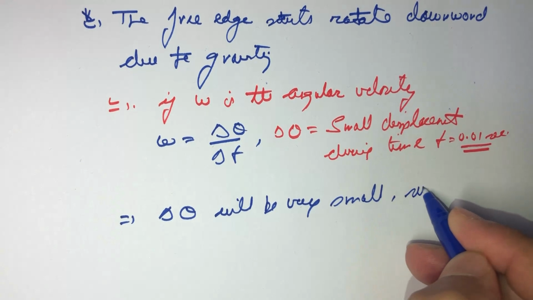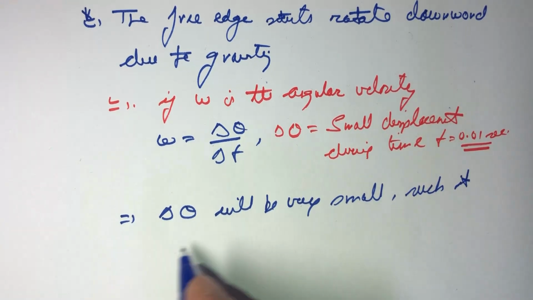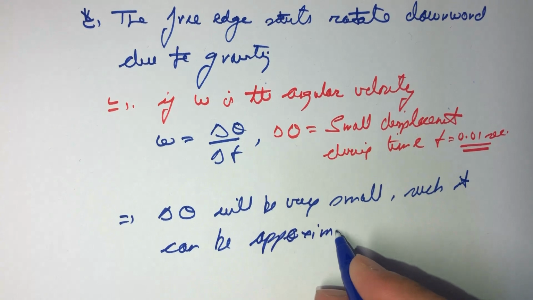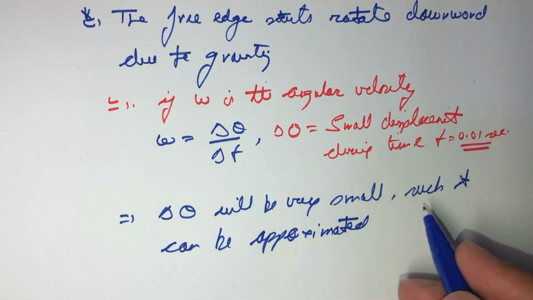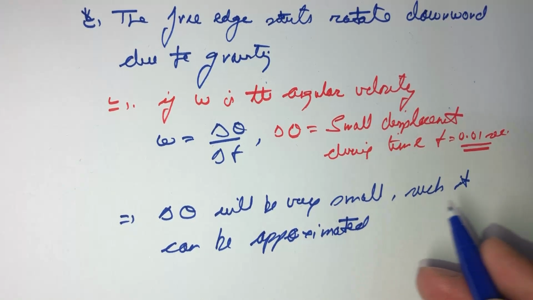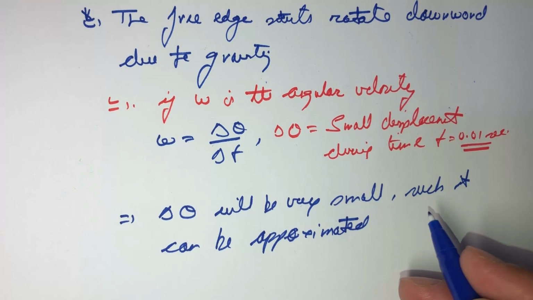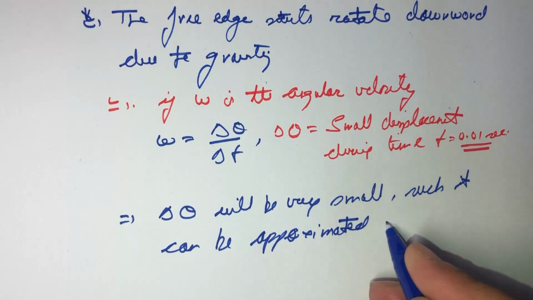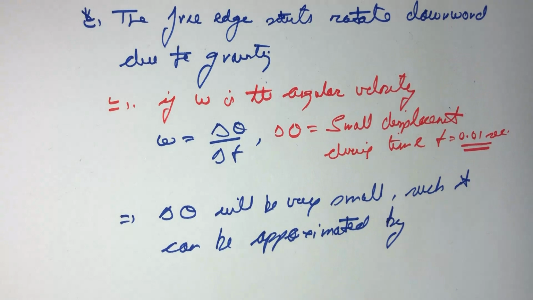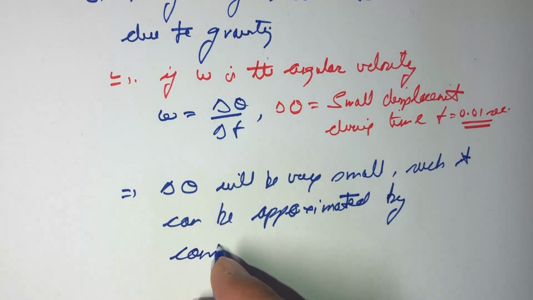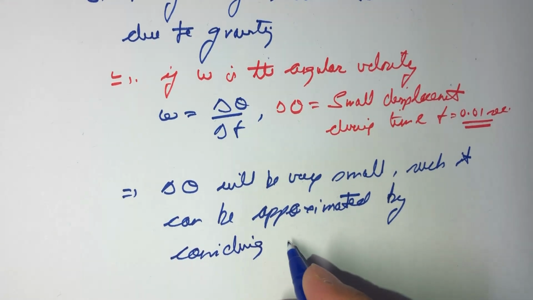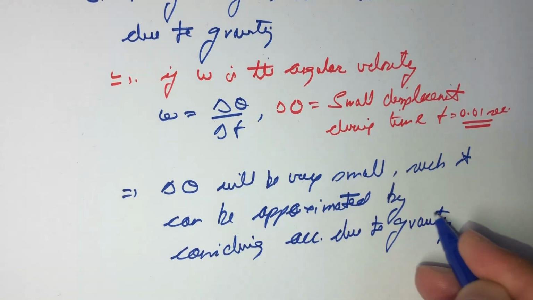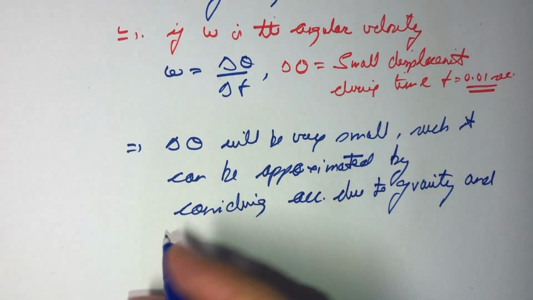such that it can be approximated using the calculation of acceleration due to gravity and length of the box, by considering acceleration due to gravity and length of the box.